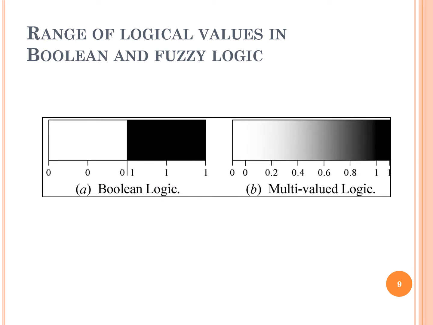This is the difference between Boolean logic and multi-value logic. In Boolean logic, you only have two values, 0 or 1, white or black, true or false. In multi-value logic, you have a spectrum of color, from totally white until totally black, which can be assigned a numerical number between 0 and 1.